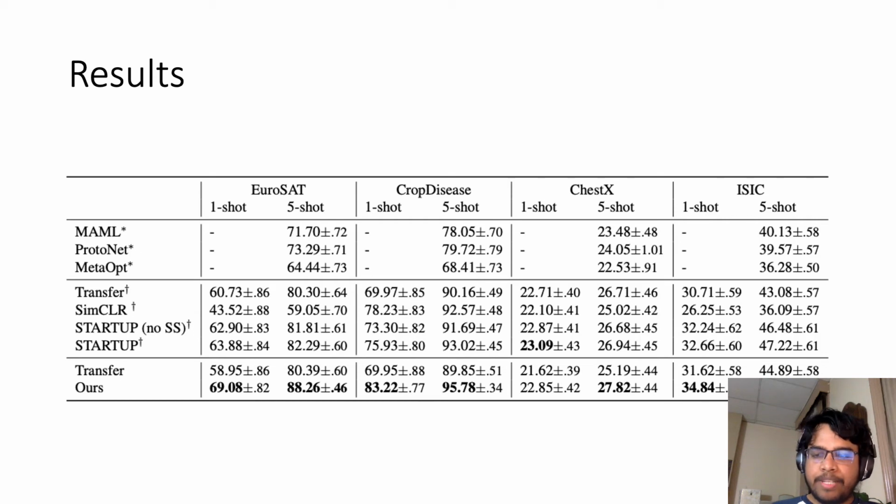So we can see that our method outperforms other methods in most cases. Especially for the one-shot setting, the improvement is pretty significant. We get around 8 to 9% improvement in EuroSAT and crop disease dataset.